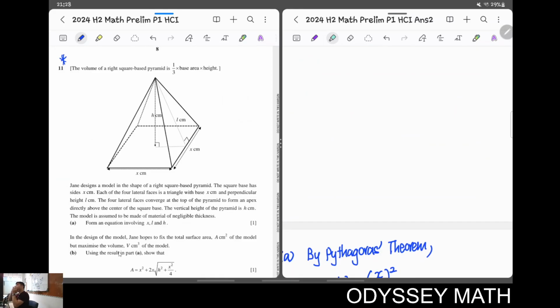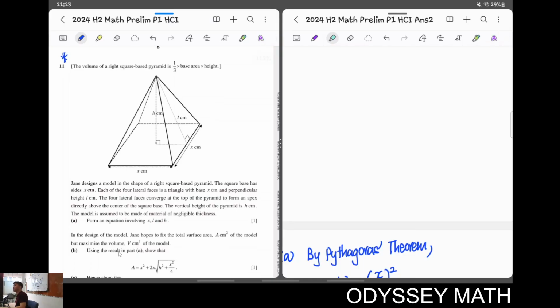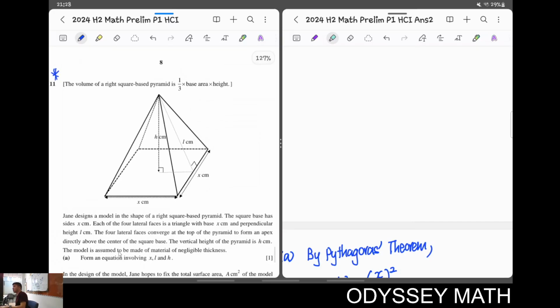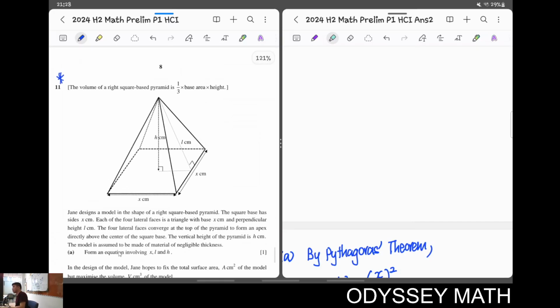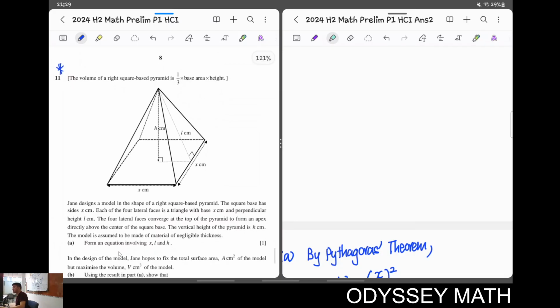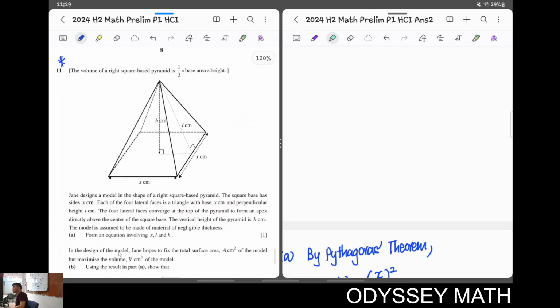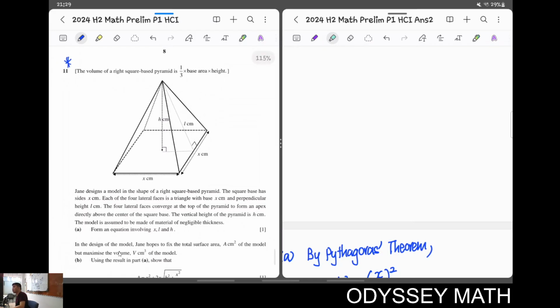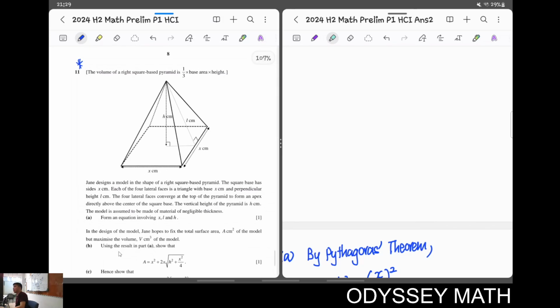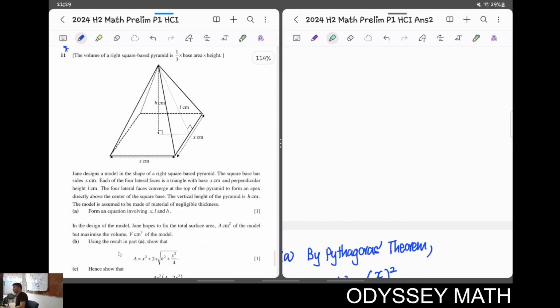Right, I'm going to read this quickly, okay? Volume of a right square pyramid is 1/3 base area times height. Jane designs a model in the shape of a right square base pyramid. The square base has sides x cm. Each of the 4 lateral faces is a triangle with base x cm and perpendicular height l cm. The 4 lateral faces converge at the top of the pyramid to form an apex directly above the center of the square base. The vertical height of the pyramid is h cm. The model is assumed to be made of material of negligible thickness. Part A. Form an equation involving x, l, and h.